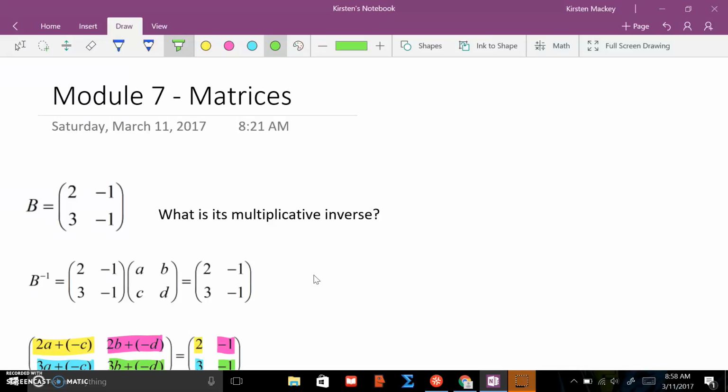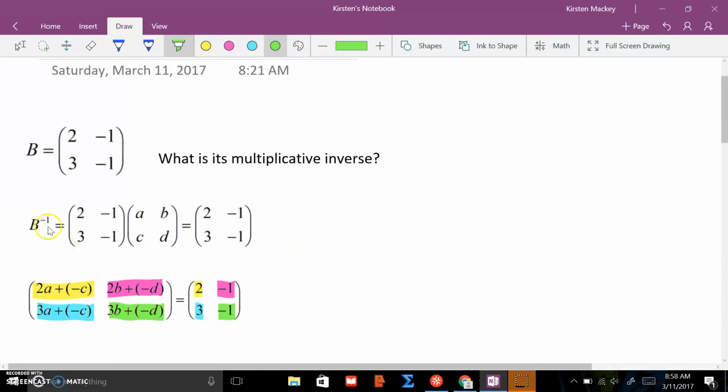So when we were dealing with numbers, we had like 4 times what would let it stay the value of 4. So that would be 1, right? So what we want to try and do with the matrix is say, I have my matrix B. What matrix could I multiply it by to have it remain itself? So I plugged in some letters, A, B, C, and D, into this matrix, and we're going to try and solve them to figure out what its multiplicative inverse would be.